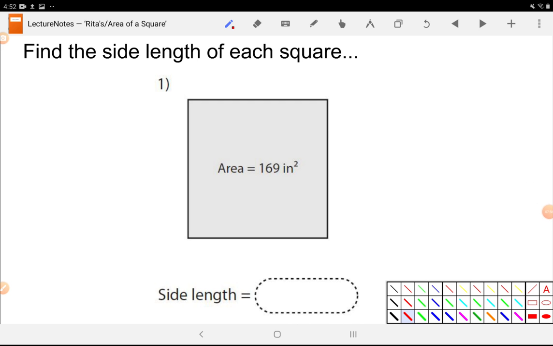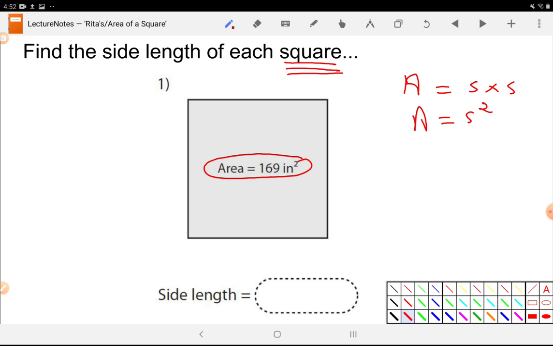All right, find the side length of each square. The area in this case is 169 square inches. They told me what the area is. We also know it's a square. So the area is equal to s times s, or s squared. That's the area of this shape. If this is s long and this is s long, each of these is s. S, s, s, s. They're all equal.